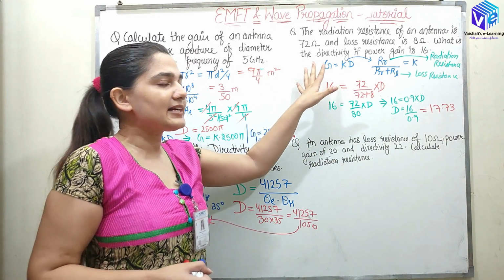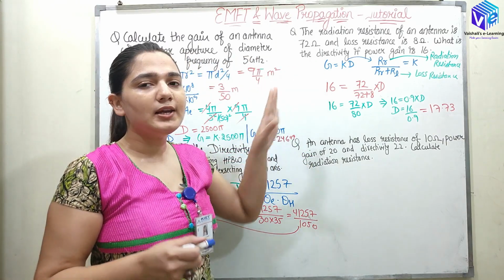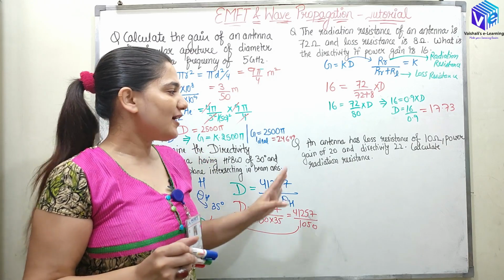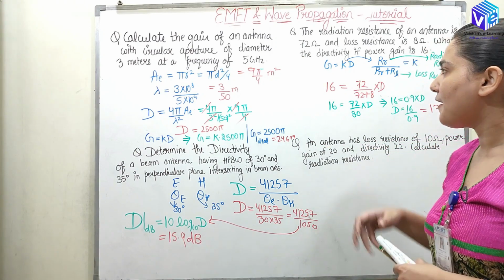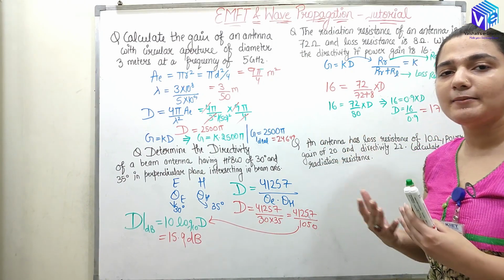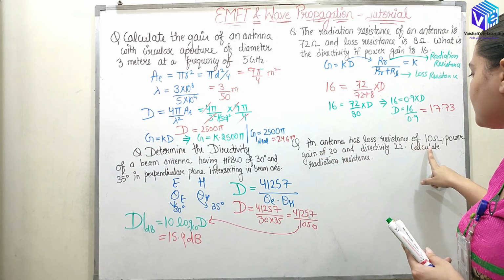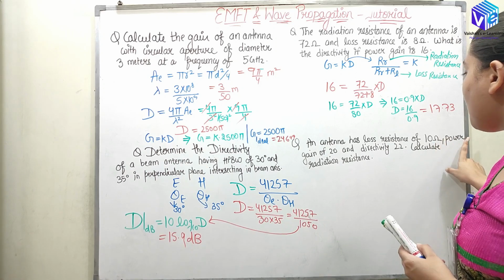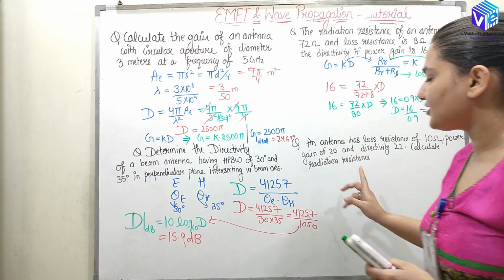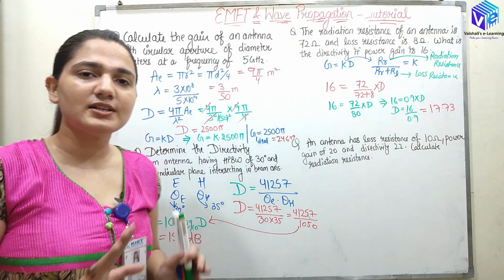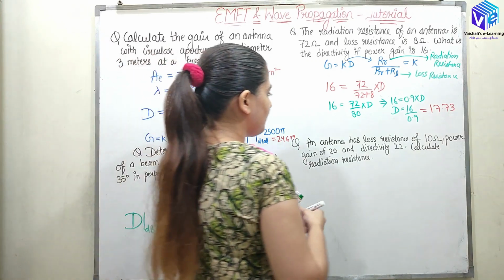So this formula is actually really important, and whenever you practice a lot of questions, the formula gets imprinted in your mind. Okay, so now coming to the next question. We'll be doing again one more question based upon the same formula, so that we'll be having more practice. So we have the question: an antenna has loss resistance of 10 ohm, power gain of 20 and directivity 22. Calculate the radiation resistance. Again we have to use the same formula.